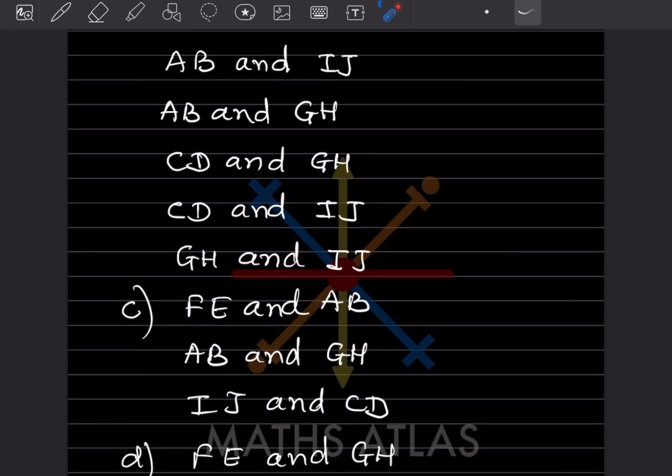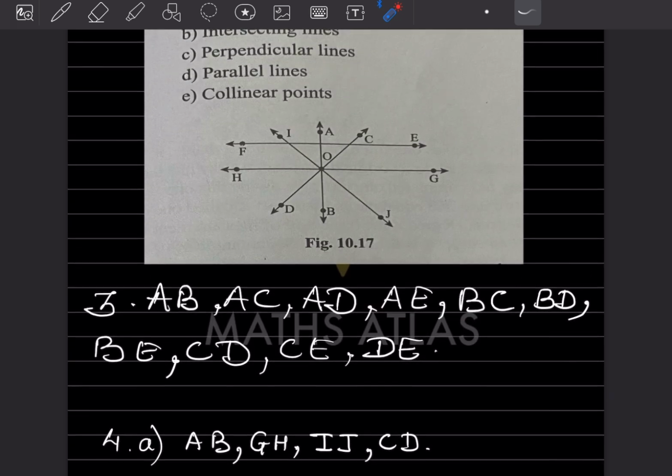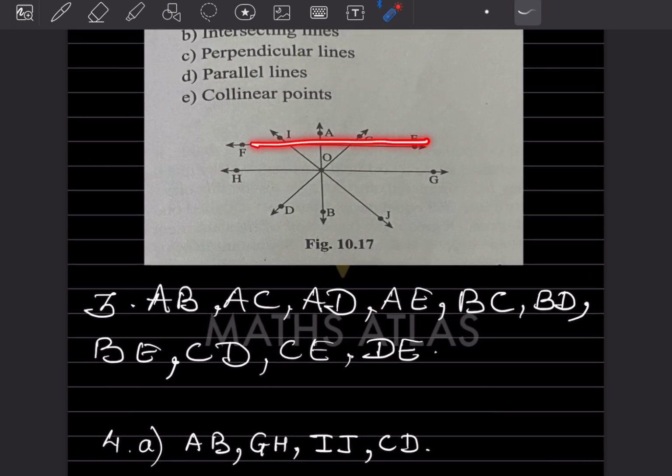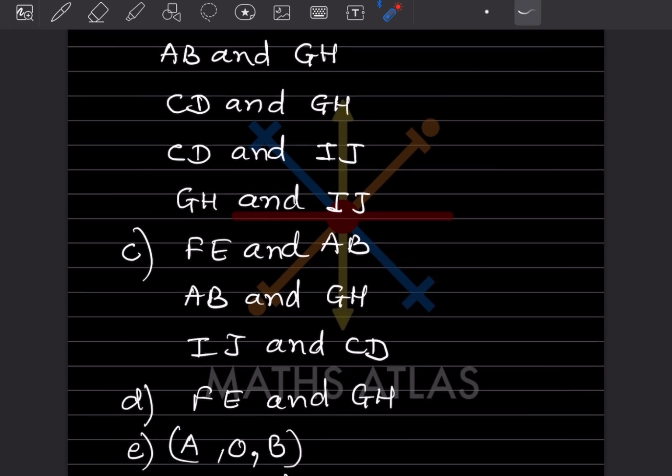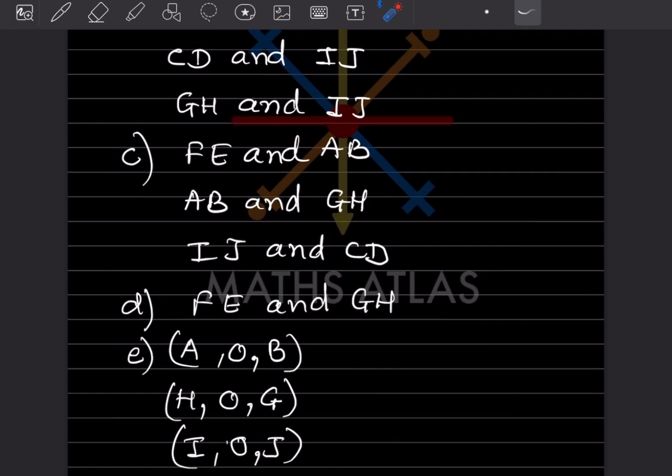So which ones will be here? That will be FE and AB, then AB and GH, IJ and CD. You can just look at the figure later because the scrolling is becoming a problem here.